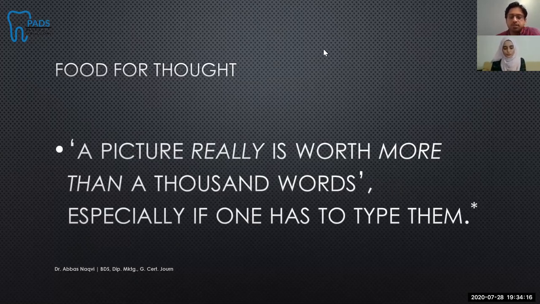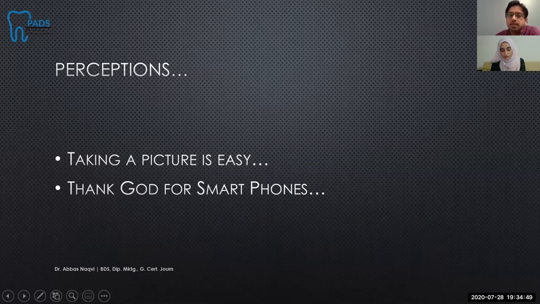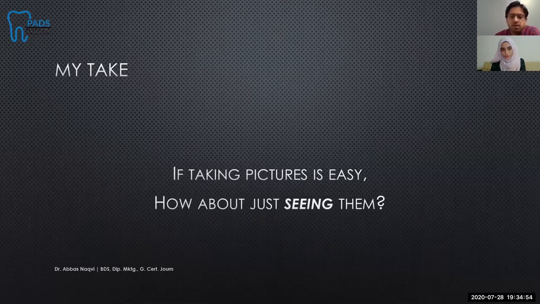I took this from a series of articles by Irfan Ahmed in the BDJ on digital dental photography. If you want to read up on dental photography, this is an excellent article series for you to go and refer to. It was published in 2009. Now, the general perception is that taking pictures is easy. Thank God for smartphones, and people think that there's nothing really to learn about how to take a picture. Well, nothing could be farther from the truth. My take is that if you think that taking a picture is easy, how about just seeing a picture?